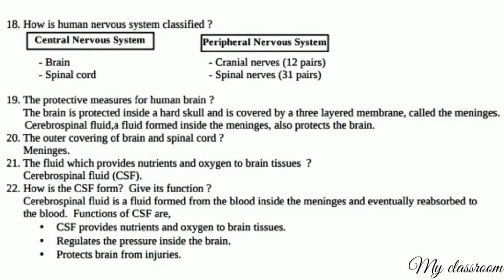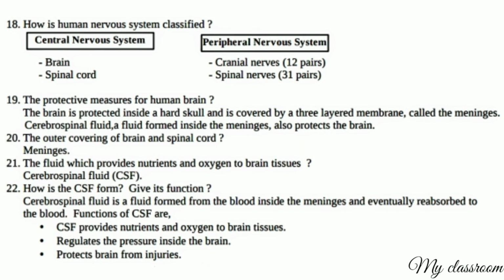How is the human nervous system classified? Central nervous system: brain and spinal cord. Peripheral nervous system consists of cranial nerves, 12 pairs, and spinal nerves, 31 pairs. The protective measures for the human brain. The brain is protected inside a hard skull and it is covered by a 3-layered membrane called the meninges. Cerebrospinal fluid, a fluid formed inside the meninges, also protects the brain.